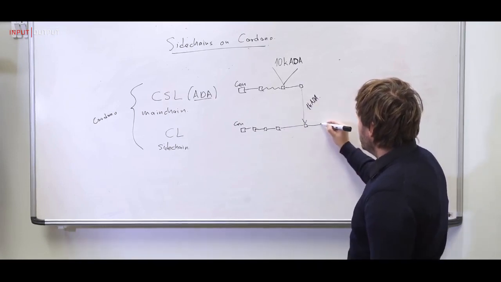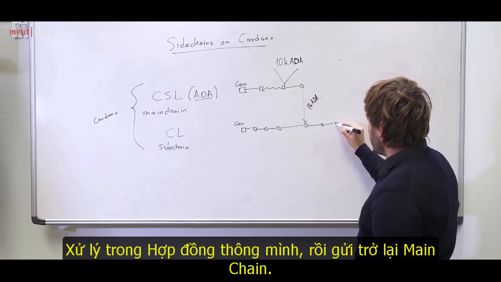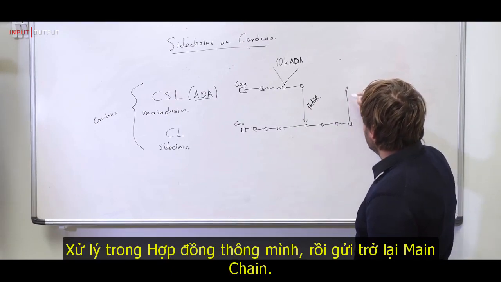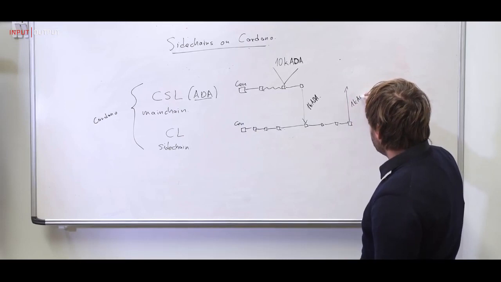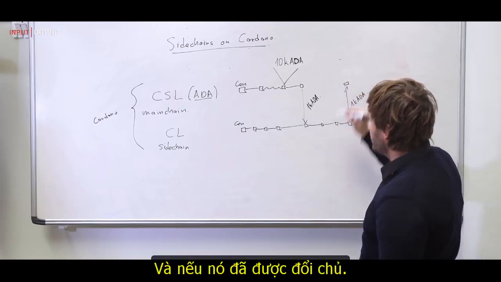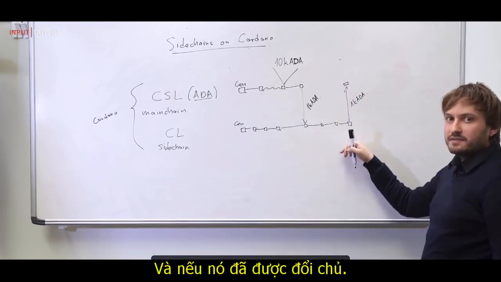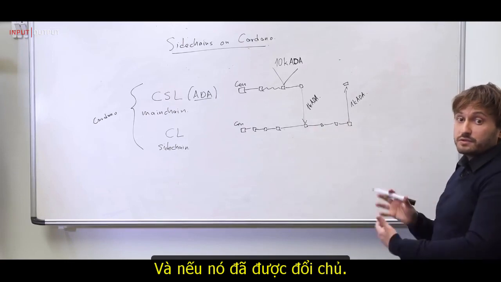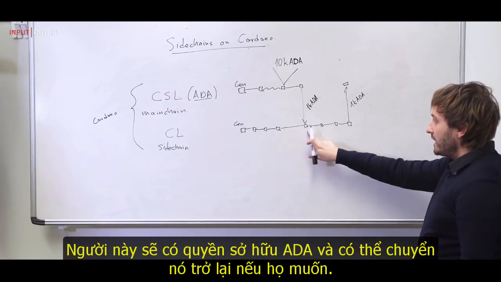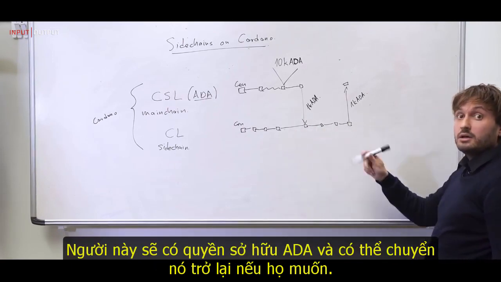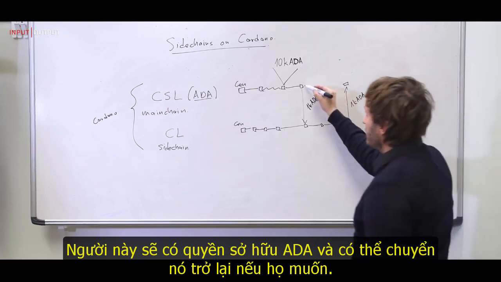to the side chain, work with it with a smart contract, and eventually move it back if I want to. And if it has changed hands here, this is fine. The person that has now the ownership of the ADA can now move it back if they like.